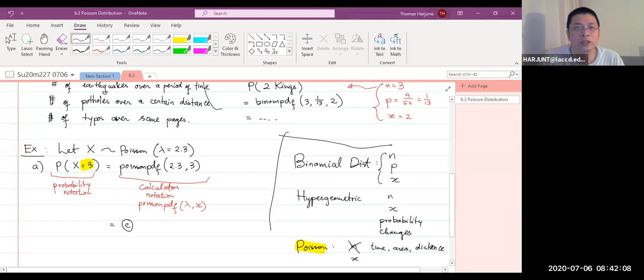2.3 is the lambda, 3 is the number of incidents we want to find the probability of, and I get 0.20331. So from the calculator, I get 0.20331.